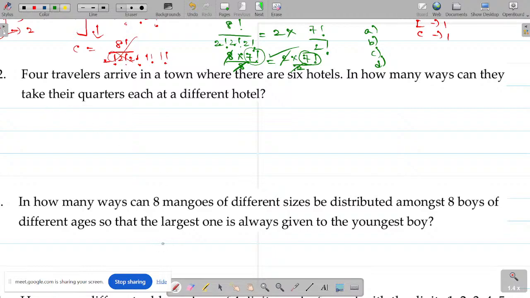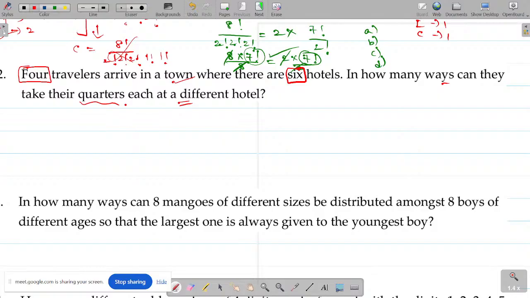Going for second problem. 4 travelers are here. They arrive in a town where there are 6 hotels. In how many ways can they take their quarters, which means they can go for staying, boarding, each at a different hotel?